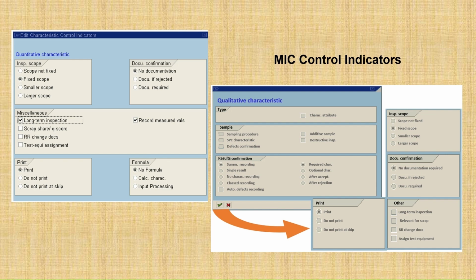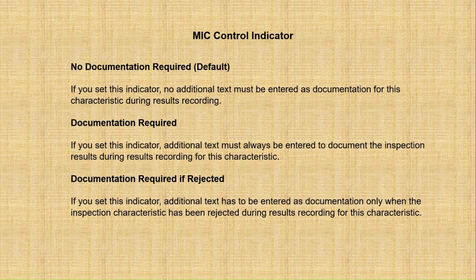These control indicators are very important. There are a few default settings when we try to create any master inspection characteristics, but in certain cases we need to change these default settings. There is no documentation required. That is the default setting, which means that when we are doing the result recording for that particular MIC, then we don't need any document.